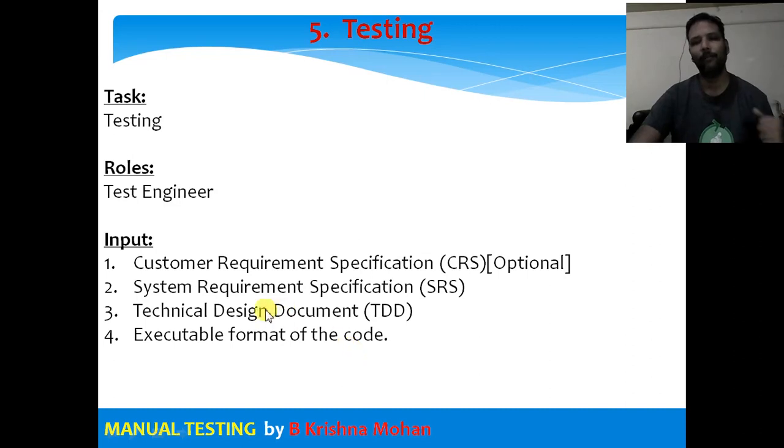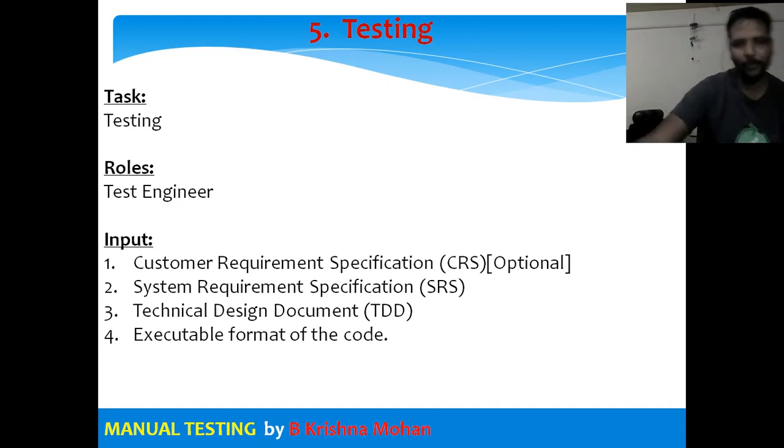From where will we get the technical design document? From the design phase, from the chief architect. The SRS, system requirement specification, the system analyst will do. And from the BA we will be getting the CRS or the BRS, or BRD.